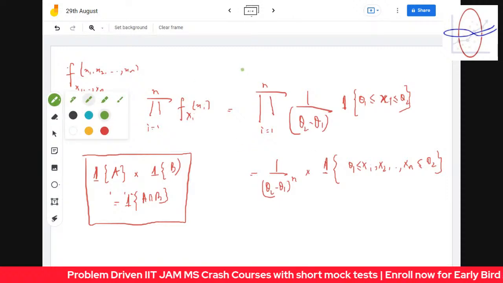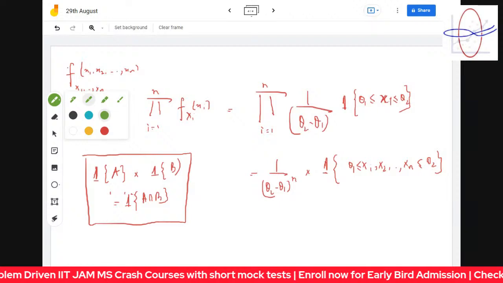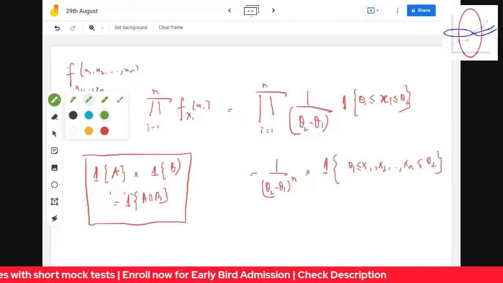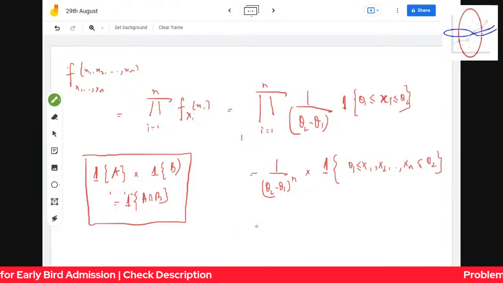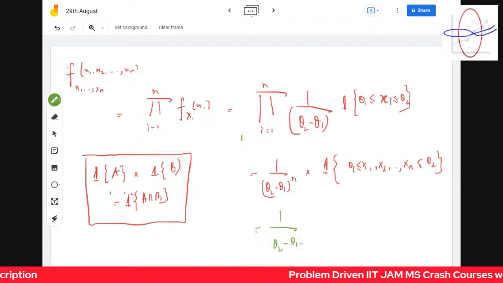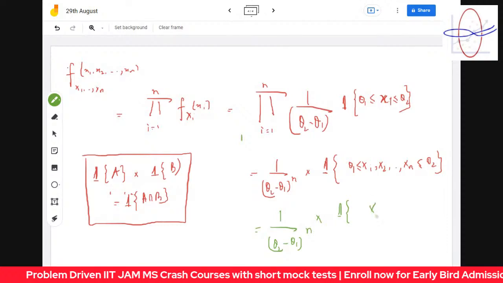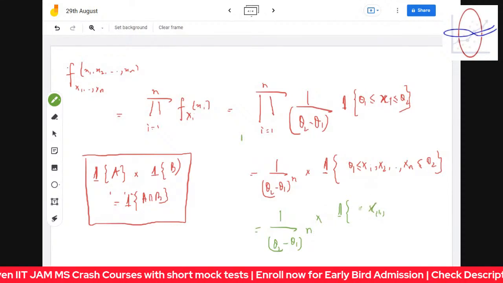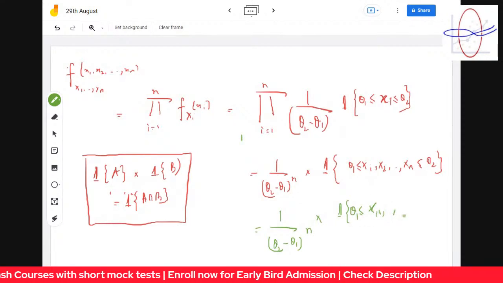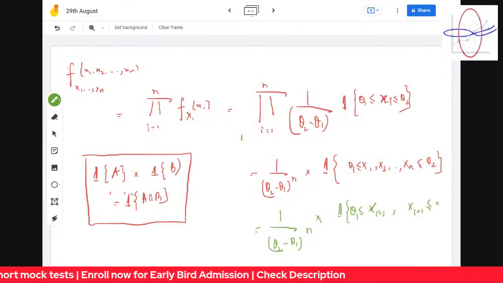So understand that telling that a set of numbers lies between theta 1 and theta 2, understand this very carefully, close your eyes and understand. This statement that a set of numbers is between 3 and 5 is the same as telling that the minimum order statistic is greater than or equal to 3, that is theta 1, and the maximum order statistic is less than or equal to 5.